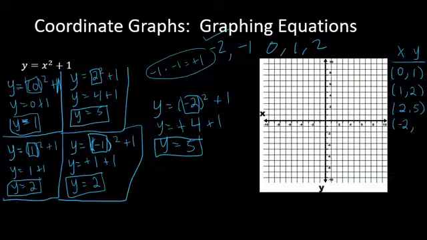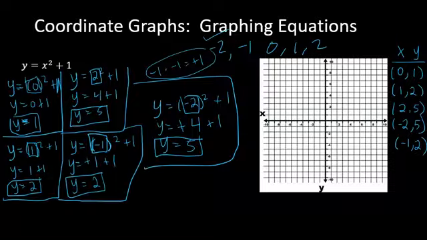Did we miss one? I feel like we missed one. Let me see which one we missed. 1, 2, 3, 4, 5. Let me see. 0 and 1, 1 and 2, 2 and 5. Oh, I think I forgot to write this one down. -1 and 2. All right, there we go. We did all 5 of them. Let's go ahead and graph it.